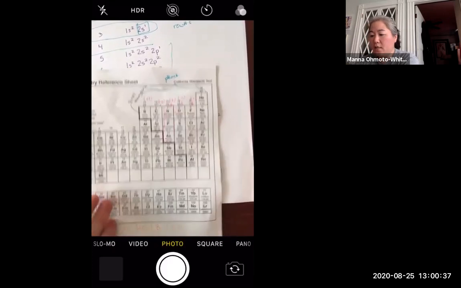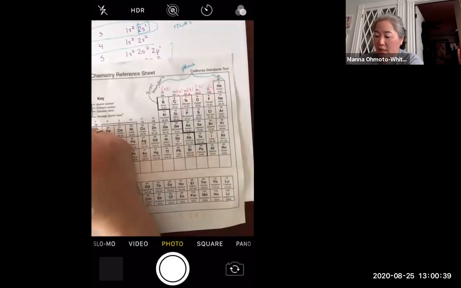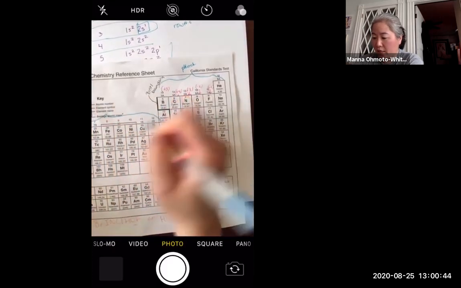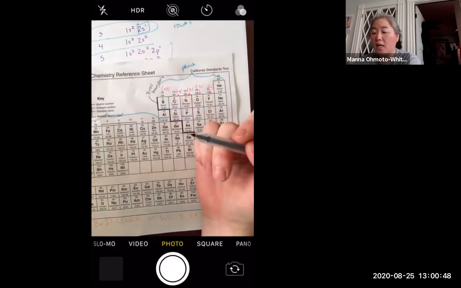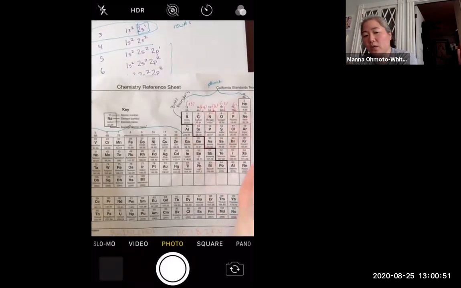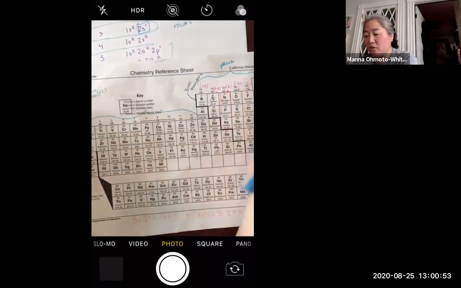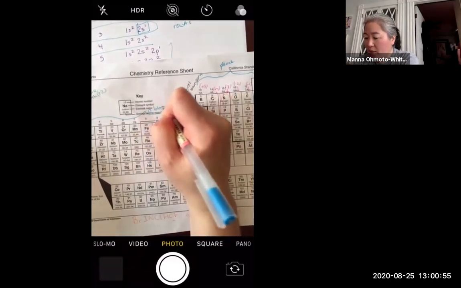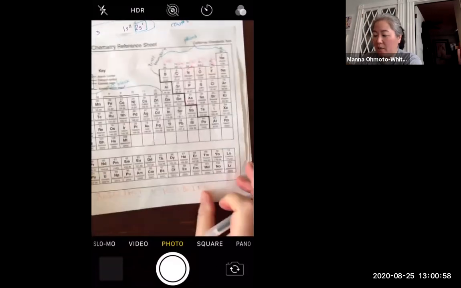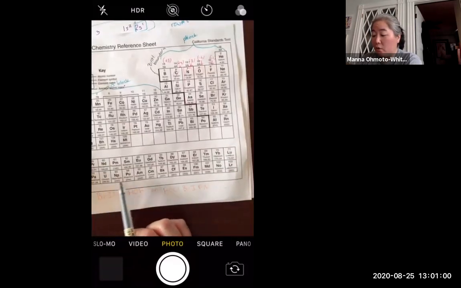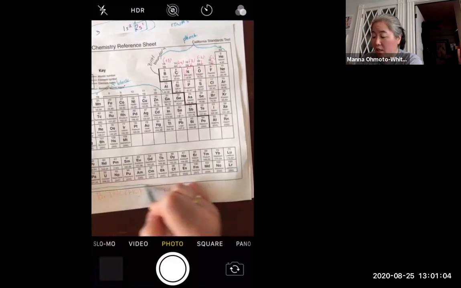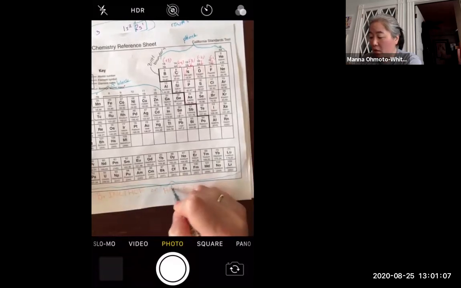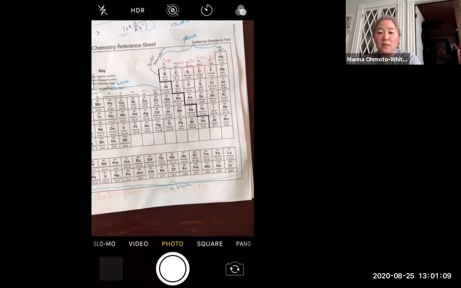Let's see if we can figure this out. This block right here, from here to here, has 1, 2, 3, 4, 5, 6, 7, 8, 9, 10. What orbitals do we know can contain a maximum of 10 electrons? That's right, the d block. And then here at the bottom, there are 1, 2, 3, 4, 5, 6, 7, 8, 9, 10, 11, 12, 13, 14. So what does that leave us with? You got it, the f block elements.